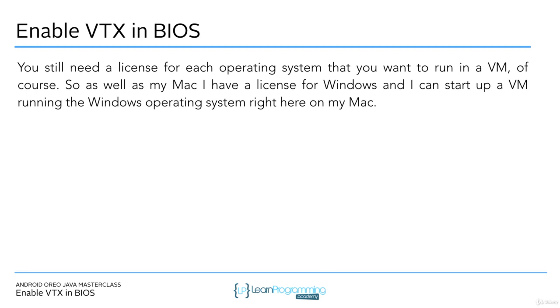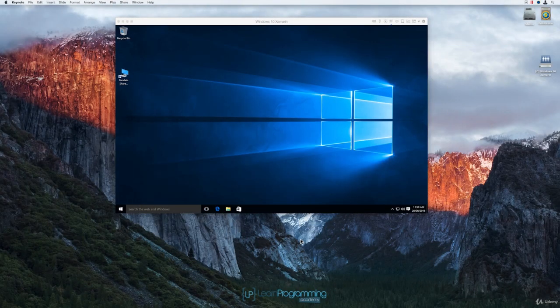You still do need a license for each operating system that you want to run in a VM, of course, though. So as well as my Mac, I actually have a license for Windows, and I can start up a virtual machine running the Windows operating system right here on my Mac. So here I am actually running Windows 10 on my Mac.